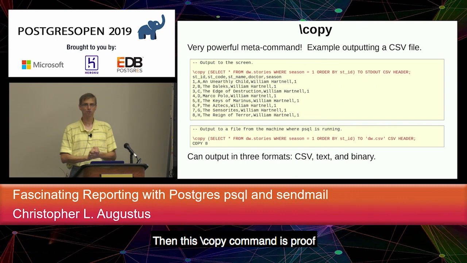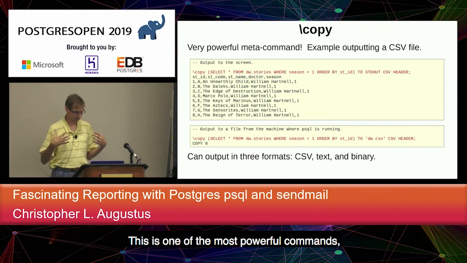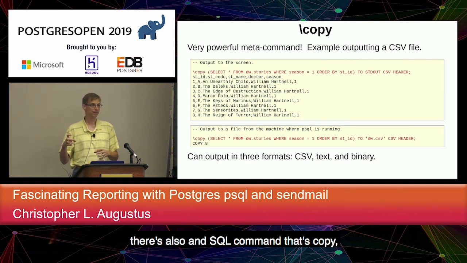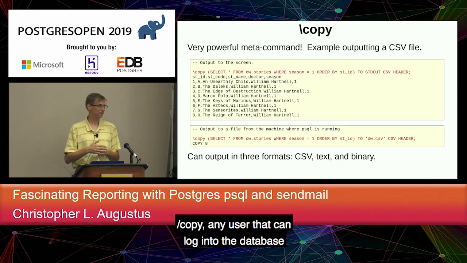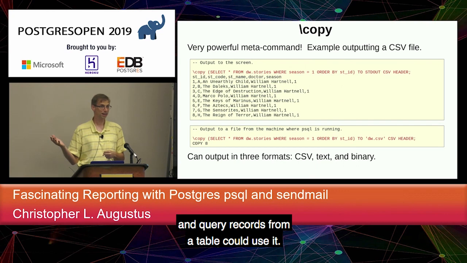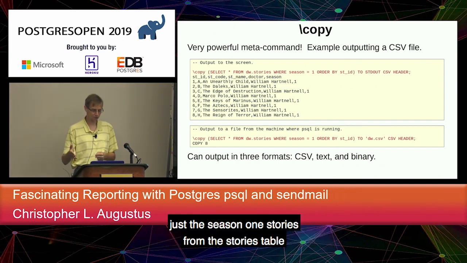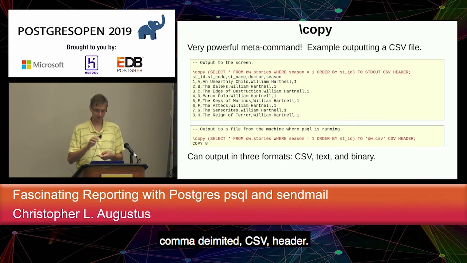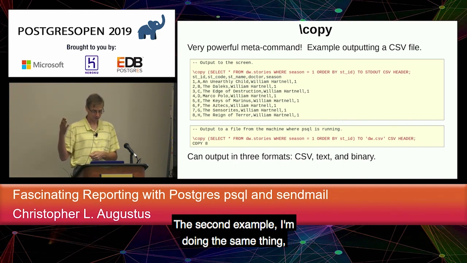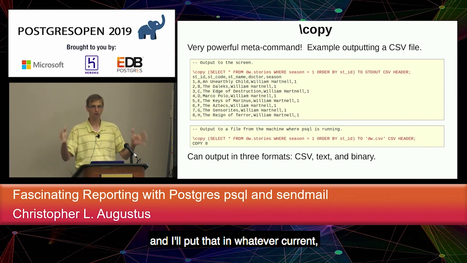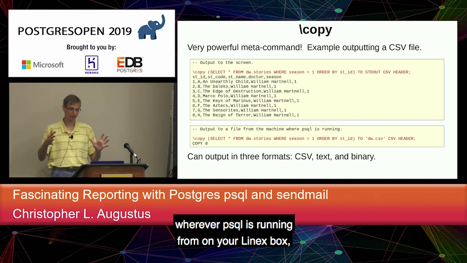And then the backslash copy command is proof Postgres developers love us. This is one of the most powerful commands. There's also an SQL command that's copy, but you have to be a superuser to use it. Backslash copy, any user that can log into the database and query records from a table could use it. And here's two little examples where I select just the season one stories from the stories table, and I send it to standard out, comma delimited CSV with header. And that's what it looks like. The second example, I'm doing the same thing, but I'm sending it to a file, dw.csv, and it'll put that in wherever psql is running from on your Linux box.